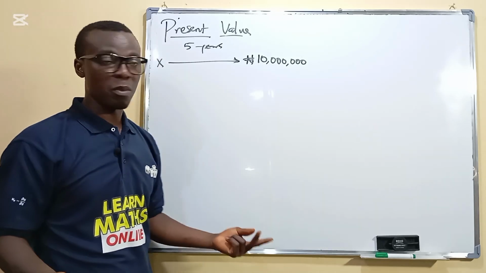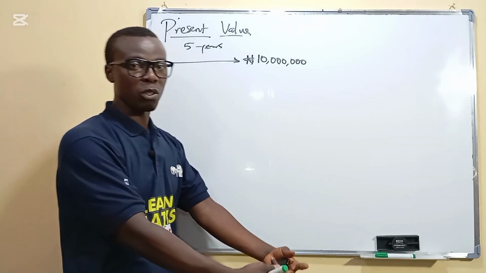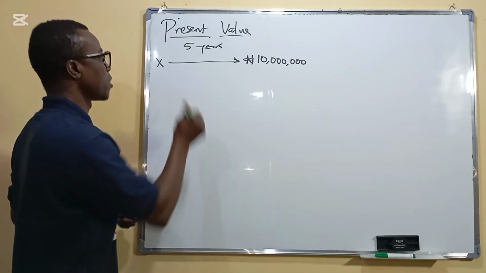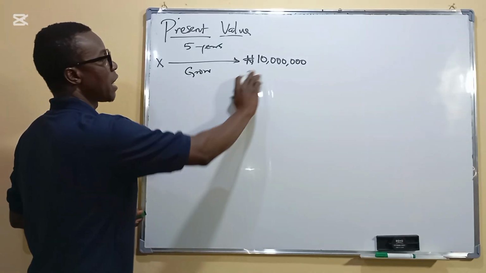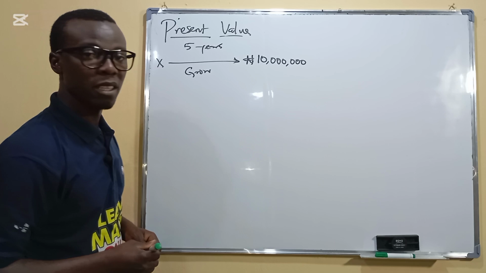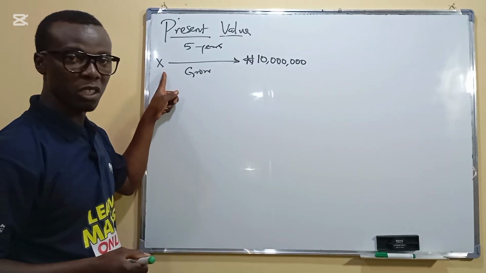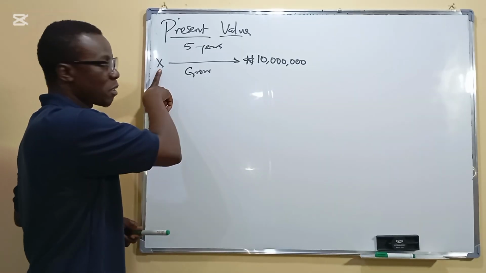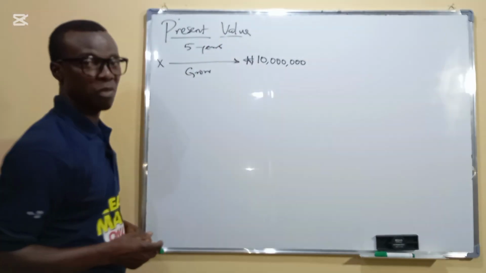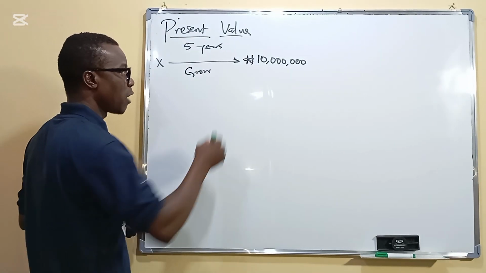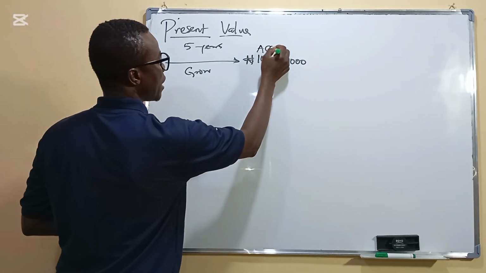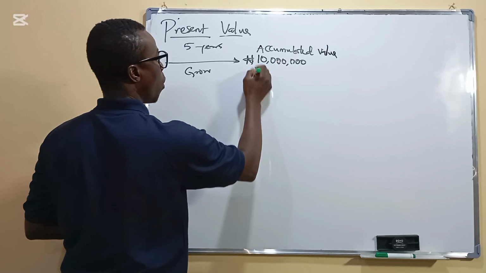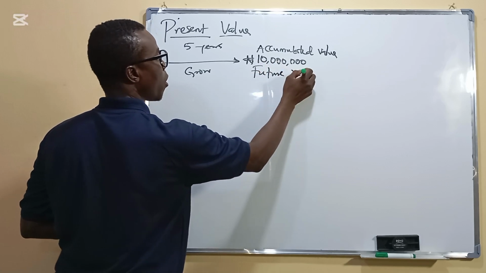It might be an investment, of course, where I want to put a particular amount. Now that amount will grow in 5 years' time to 10 million naira. So how much will I need to be able to achieve this goal? This particular amount that I need is the one that we refer to as the present value. You can call this the accumulated value, or it can also be called the future value.